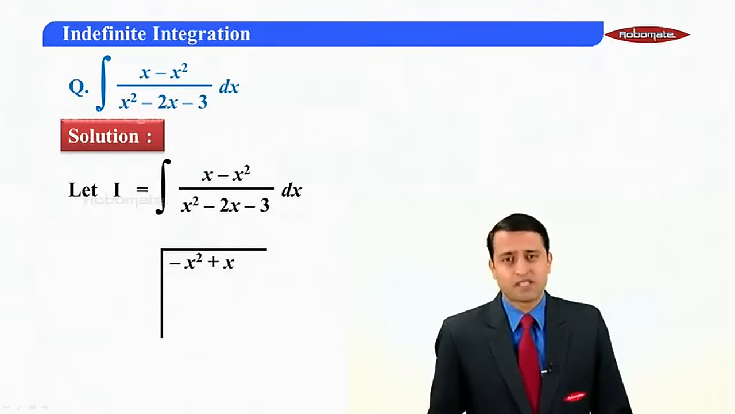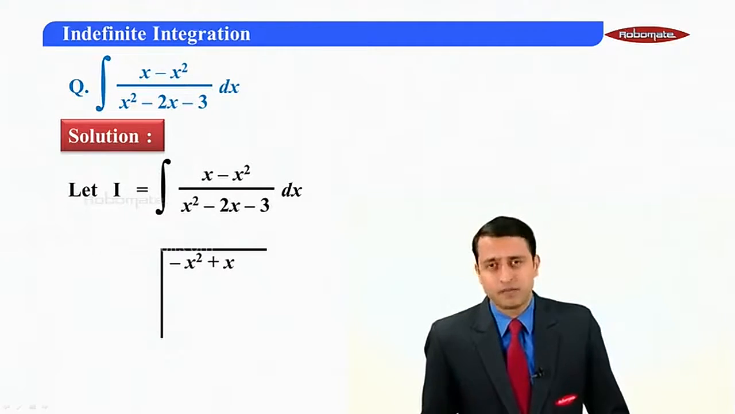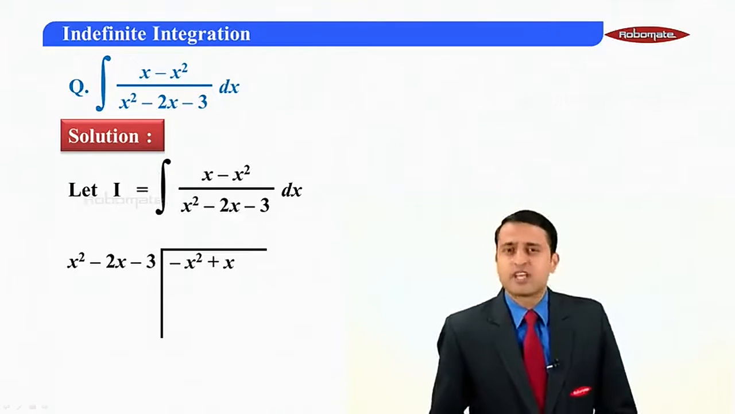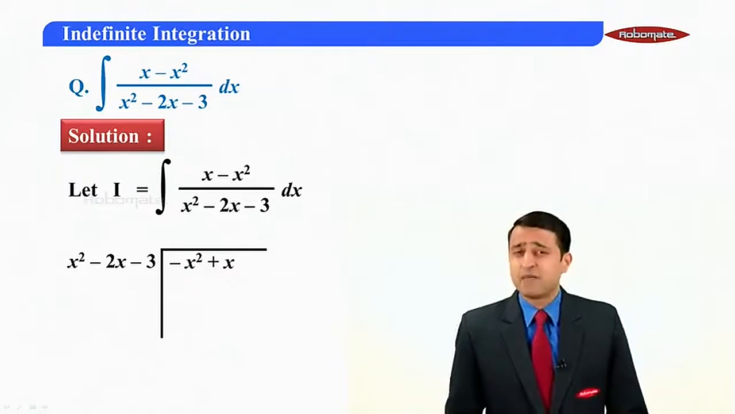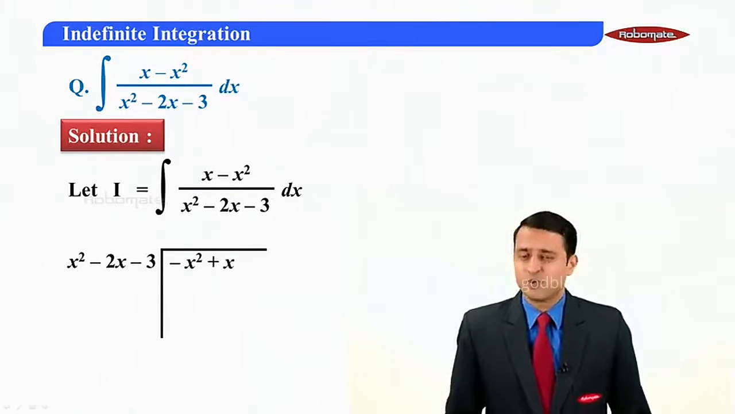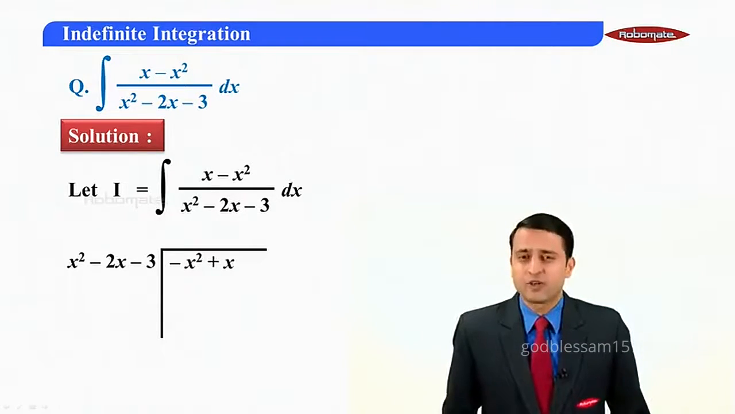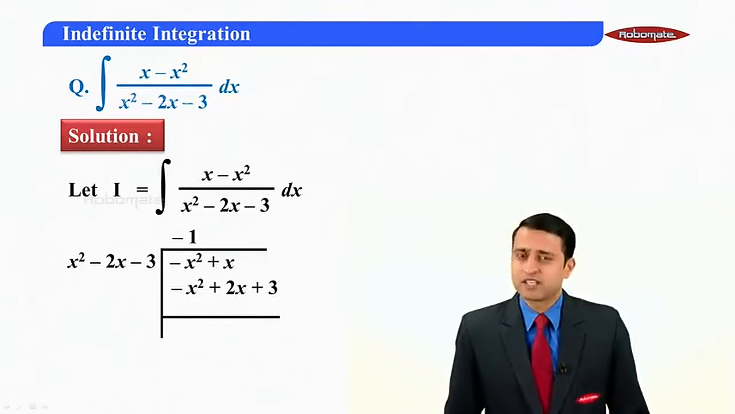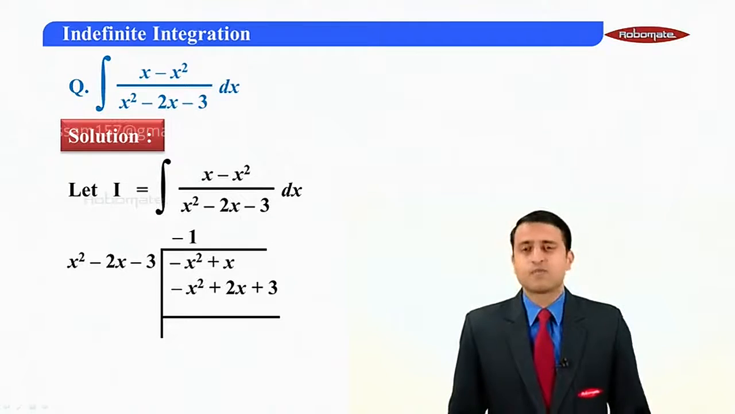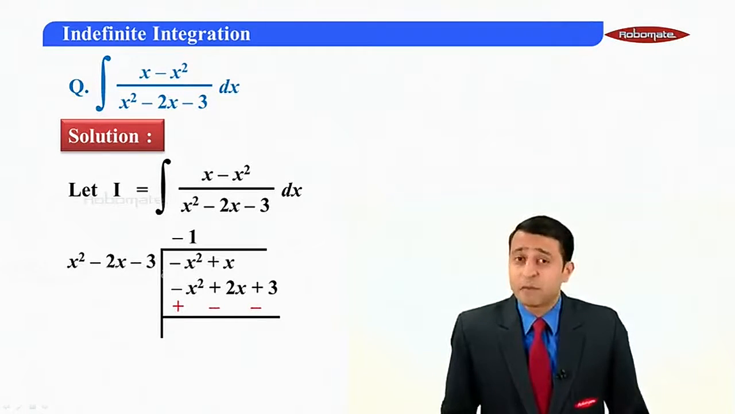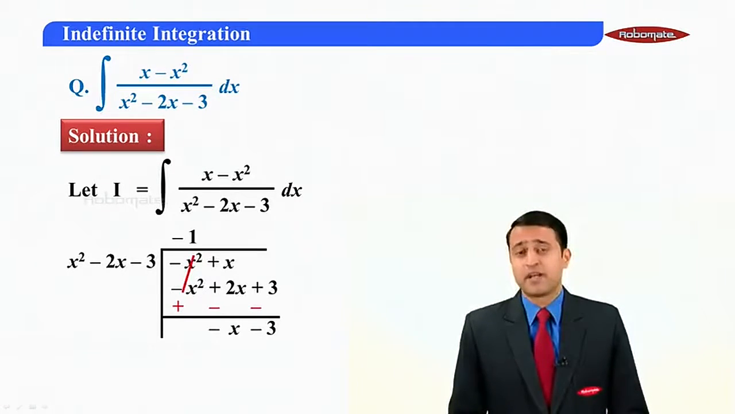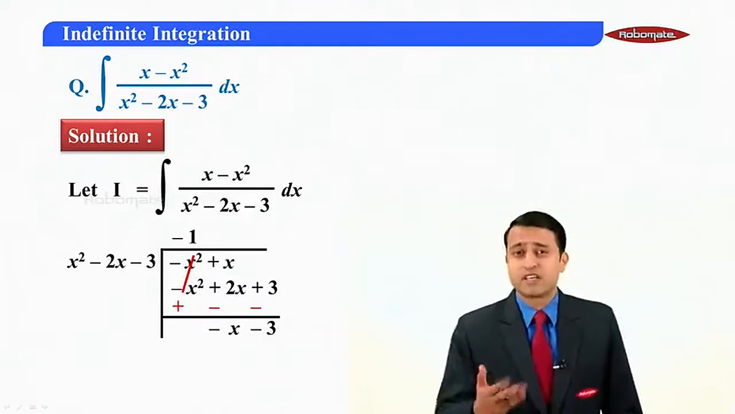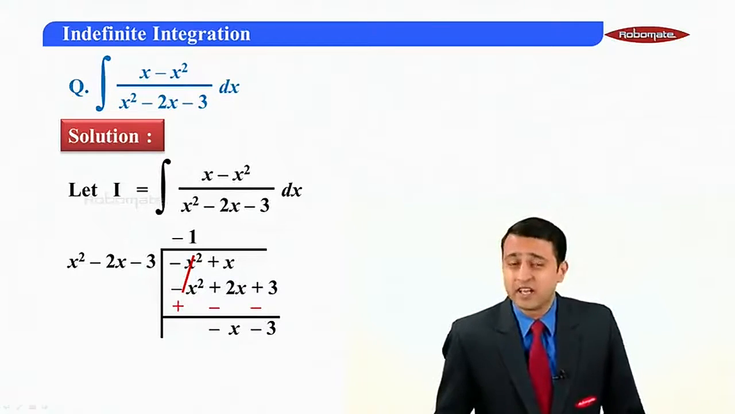Now minus x square plus x, obviously the numerator will become the dividend and the denominator will become the divisor. Because degree of dividend and the divisor is same, the quotient will be a constant. So let us start finding the quotient, and the quotient in this case is minus 1. Let us multiply that with the divisor to get minus x square plus 2x plus 3, and let's perform subtraction, and then we get minus x minus 3 as the remainder. Obviously further division is not possible because degree of dividend is less than the degree of divisor.